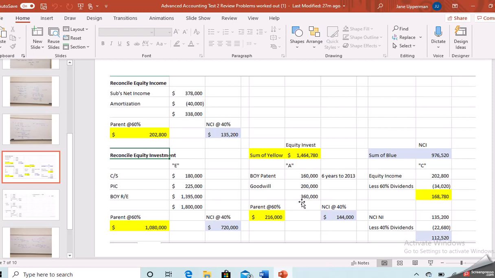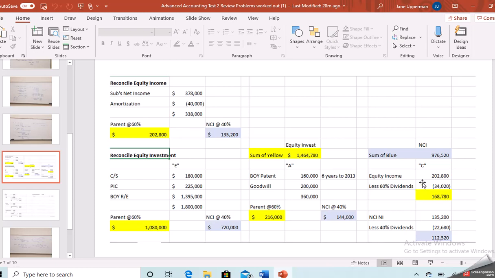So take the 360,000 times the 60%, and that gives us 216,000. Take the 360,000 times the 40%, and that gives us 144,000. Then the C entry is always the one that I think is a little bit more tricky. This part here is all that's necessary to reconcile out our equity investment. But I like to do this as well because it helps us build our journal entry.